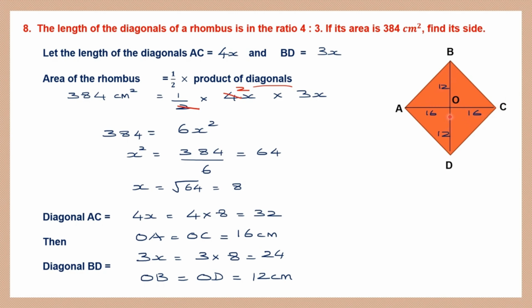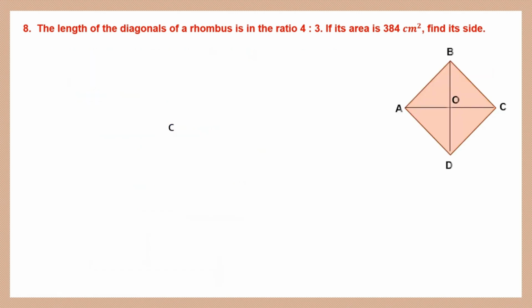Because when two diagonals bisect, a 90-degree angle is formed, so we can apply the Pythagoras theorem and find the other side, that is the hypotenuse, and that will be the side of this rhombus. So let's continue. Now here, OB we know is 12 centimeters and OC is 16 centimeters. We found this out, isn't it?